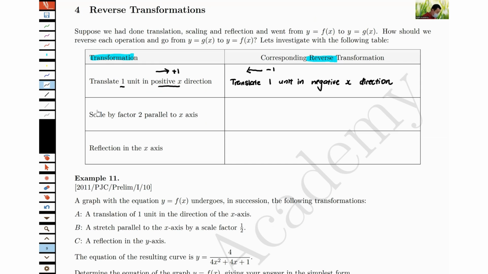Then we have scaling. If I scaled by factor 2 parallel to x-axis, it means I have times 2 to all the x. If you would like to undo this step, this is basically stretching the graph, expanding. If you want to undo, you will compress it back. To compress it back means you times half to all your x values. So we will scale by factor half, parallel to x-axis.